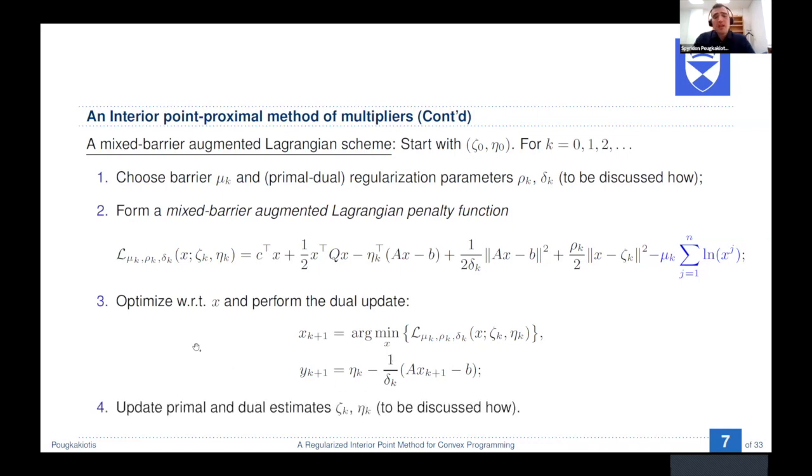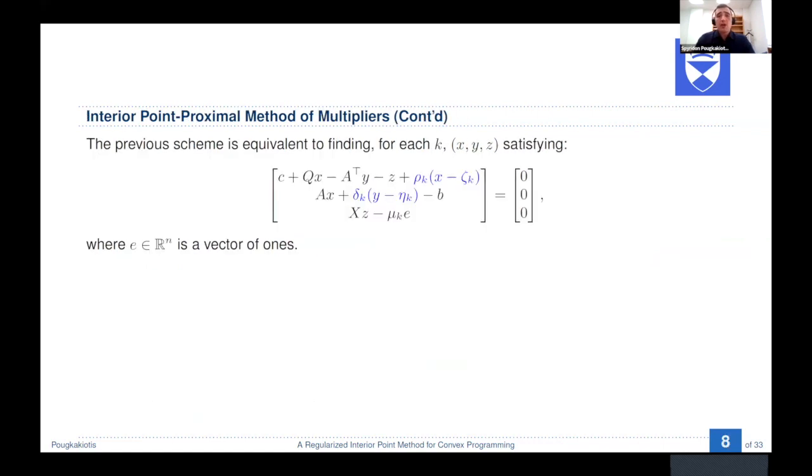Once this is done, then you can update the primal dual estimates and continue. So here we observe that the third step, in particular, the minimization of the penalty function, can be written in terms of its optimality conditions. And we can combine these two steps into a single system of nonlinear equations. Thus we obtain this nonlinear system of equations, which we need to solve at every iteration k, at least approximately.